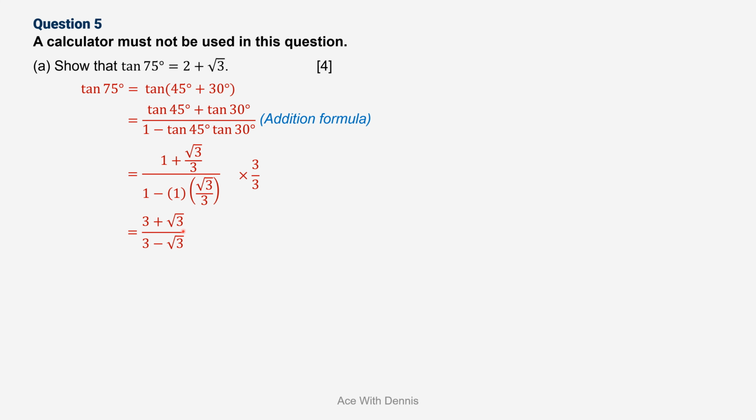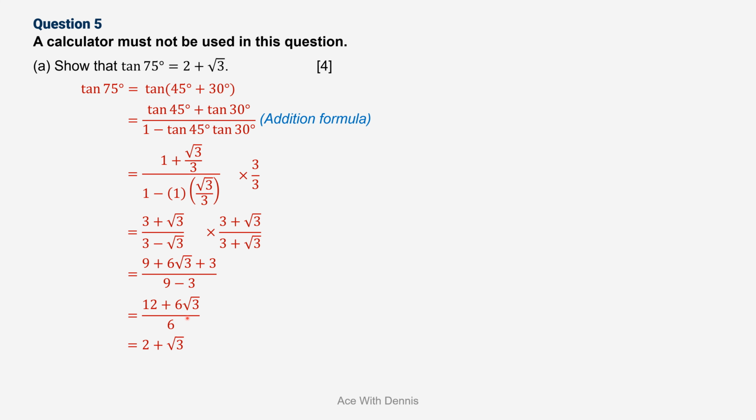And we see that we have a surd at the denominator. All we can do is rationalize it. Right, so how to rationalize? We multiply 3 plus root 3 over 3 plus root 3 for the top and the bottom. Then we expand. So this multiplied with this one, we have 9 plus 6 root 3 plus 3 over 9 minus 3. So simplify further, we have 12 plus 6 root 3 over 6.